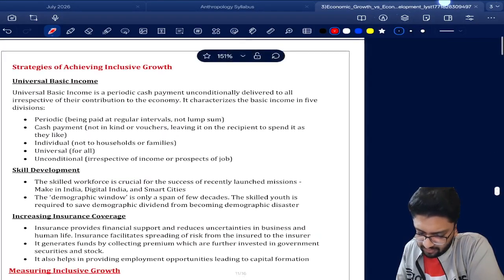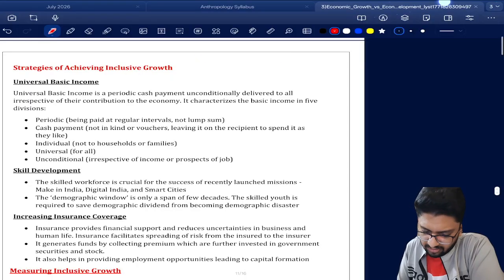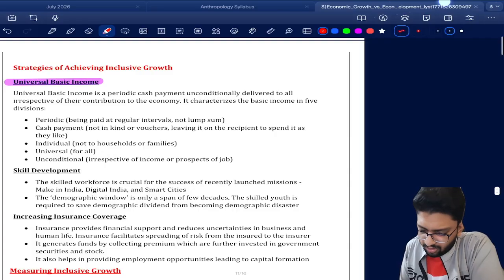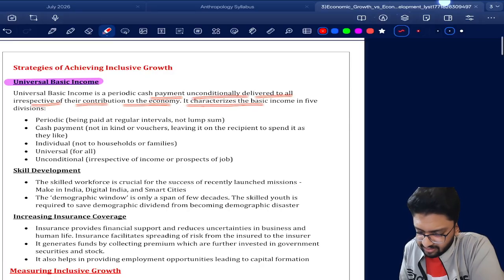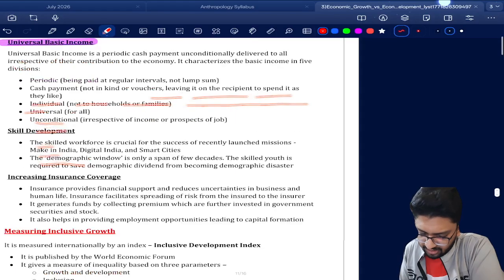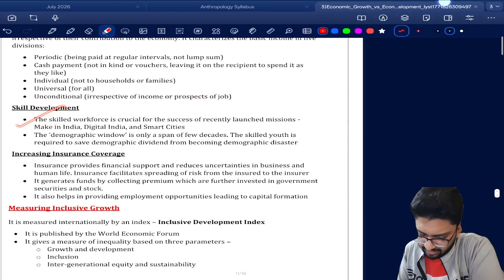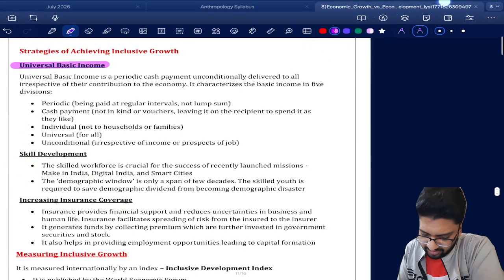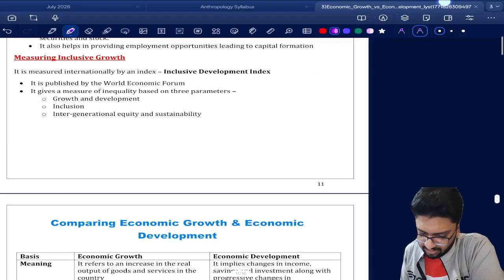Strategies of achieving inclusive growth. Universal basic income. This is important. Universal basic income is a periodic cash payment unconditionally delivered to all irrespective of their contribution to the economy. It characterizes the basic income in 5 divisions: periodic, cash payment, individual, universal, unconditional. Skill development. Increasing insurance coverage. Yes, these are some of the mechanisms to achieve inclusive growth. Measuring inclusive growth.